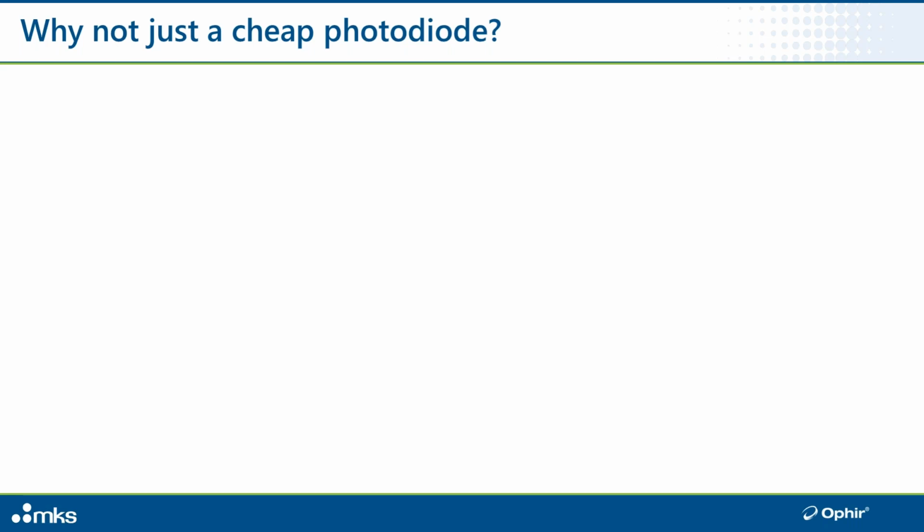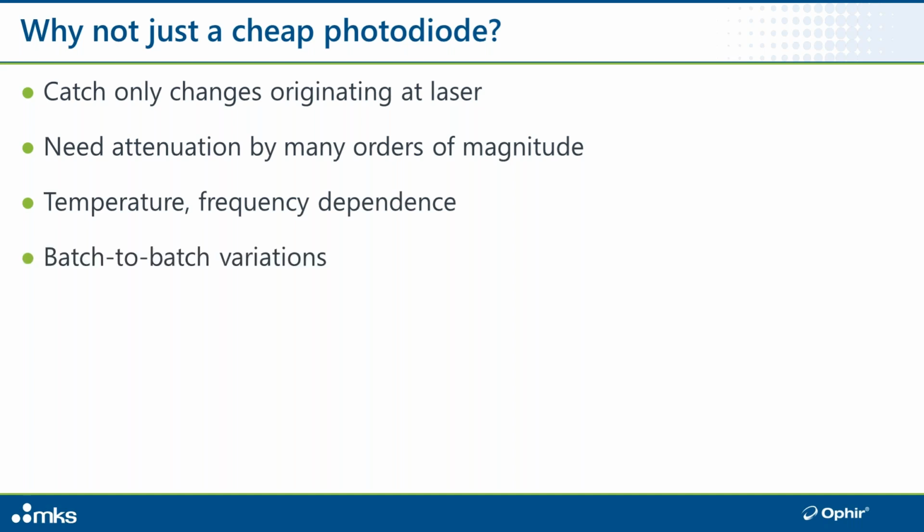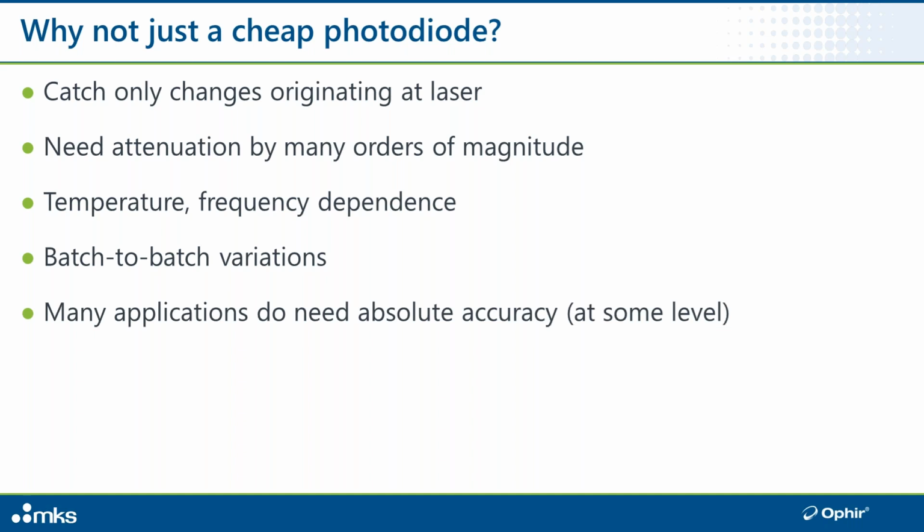So, okay, you can. A number of things you might need to keep in mind though. Putting a small photodiode right near the laser, you'll be catching changes that originate at the laser, but you won't catch changes that happen because of something that happened farther downstream. You'll probably need to add a lot of attenuation if you don't want to saturate and maybe vaporize your photodiode, and that pretty certainly will introduce artifacts into your measurements. You'll need to take into account dependence of the raw photodiode's sensitivity to temperature and frequency and other parameters like that. There are going to be variations from batch to batch if you're buying raw detector elements. Many applications, not all, but many will need some kind of a quantified absolute accuracy to some degree.